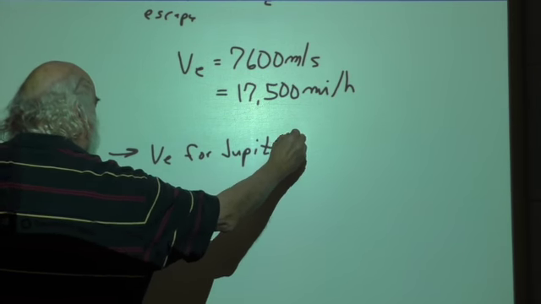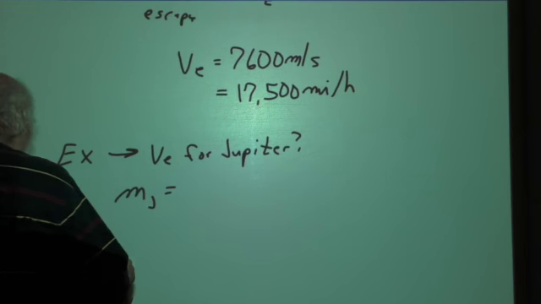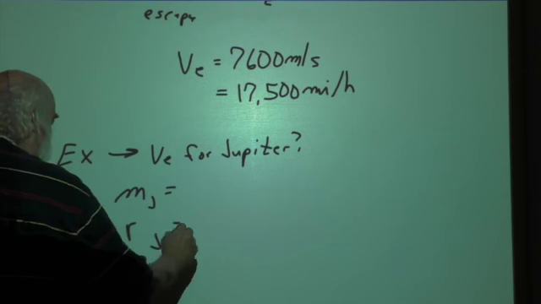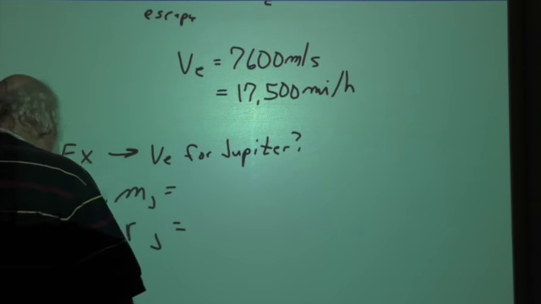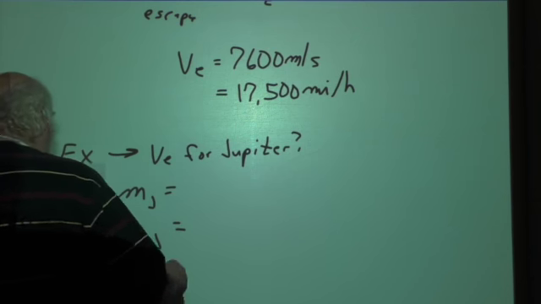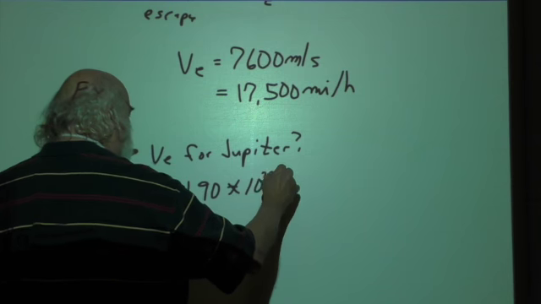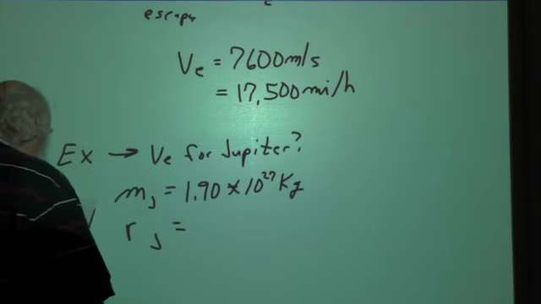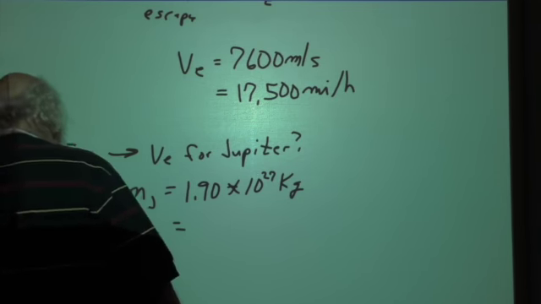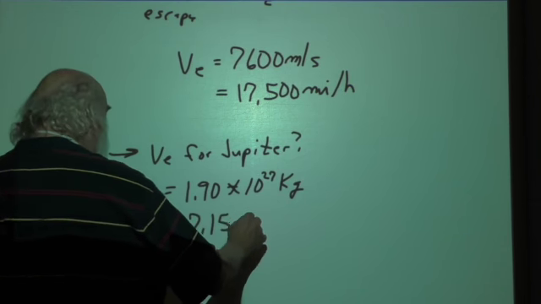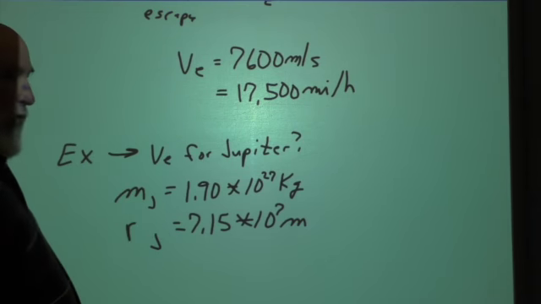That means we need to find the mass of Jupiter, and we need to find the radius of Jupiter. It turns out, I looked this up, because that's how clever I am. The mass of Jupiter is 1.90 times 10 to the 27th kilograms, which is way heavier than Earth, at least 1,000 times heavier. And the radius of Jupiter is 7.15 times 10 to the 7th meters.